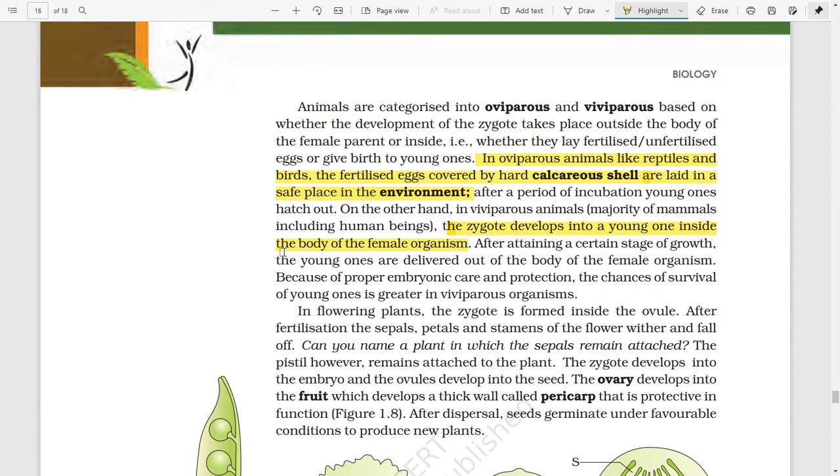In flowering plants, the zygote is formed inside the ovule. After fertilization, the sepals, petals, and stamens fail off. Can you name a plant in which sepals remain attached? The pistil, however, remains attached to the plant. The zygote develops into the embryo and the ovule develops into the seed. The ovary develops into the fruit, which develops a thick pericarp that is protective in function. After dispersal, the seed germinates under favorable conditions to produce a new plant.